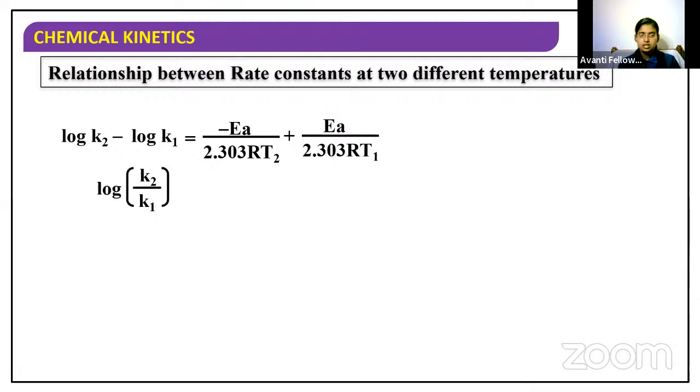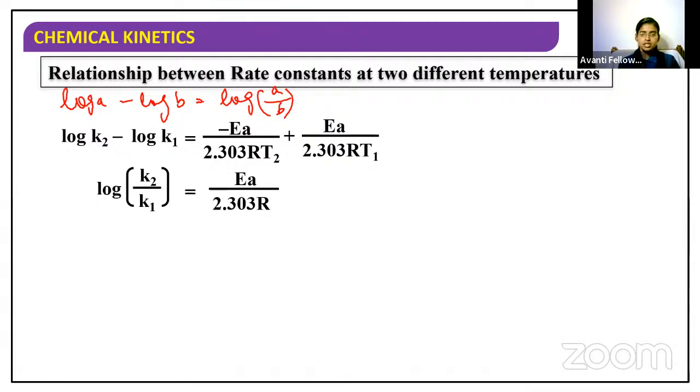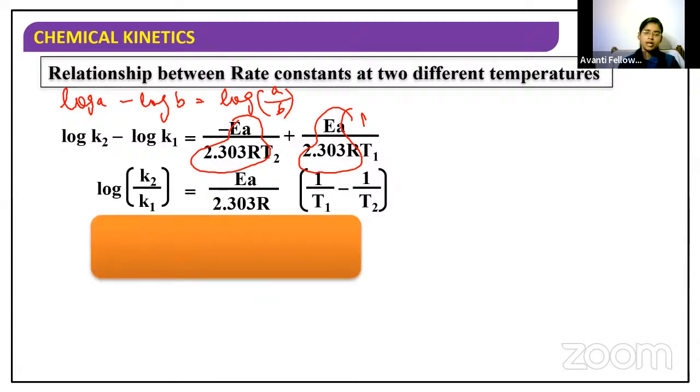Final minus initial. The logarithmic formula is log A minus log B, which equals log of A by B. So log of K2 by K1, where A is K2 and B is K1. So log K2 by K1 is equal to Ea by 2.303 R, which is the common term for both, times 1 by T1 minus 1 by T2.